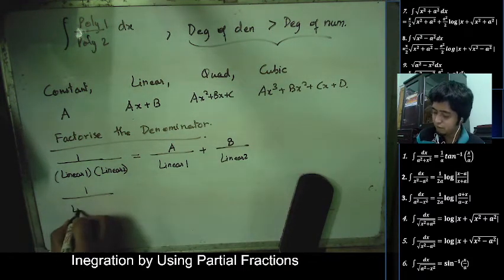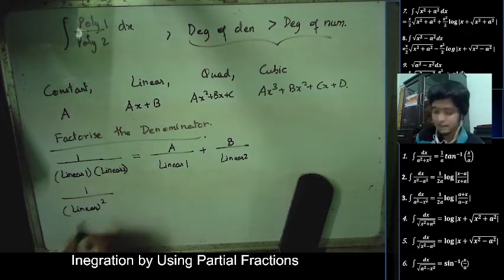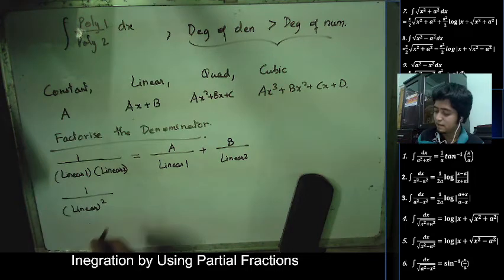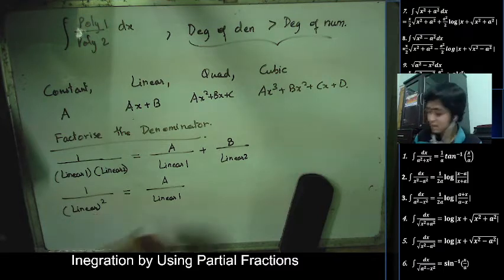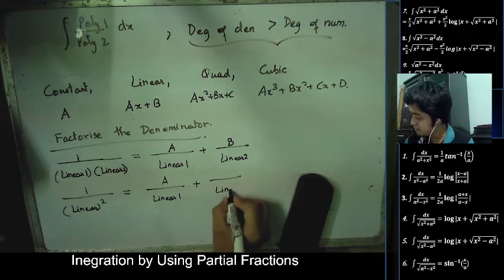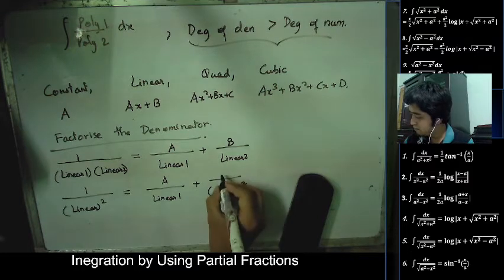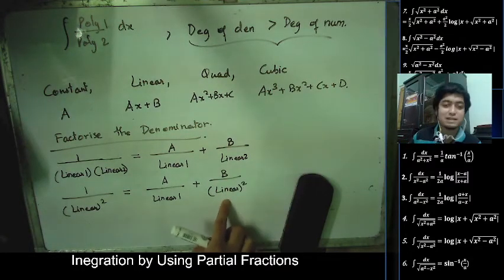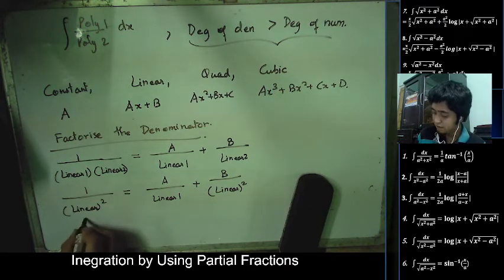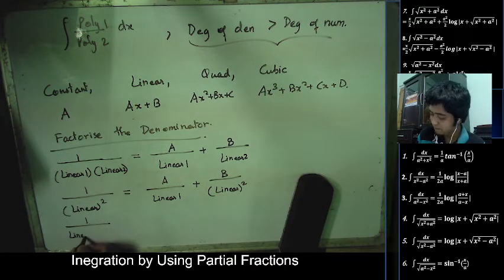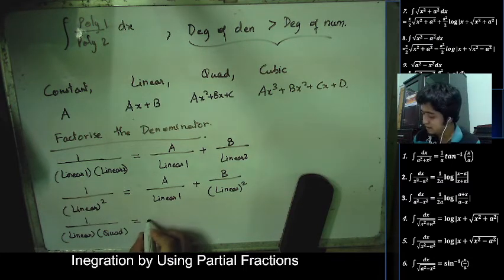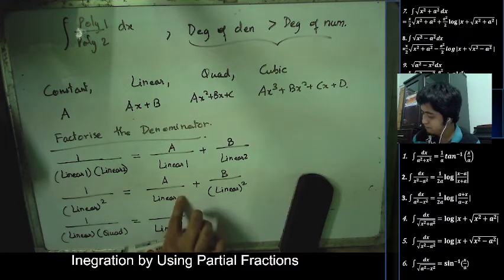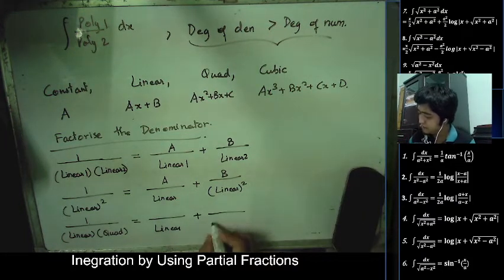What if you are having 1 by linear square? It can also happen because you are factorizing the denominator. Again we will be having 1 by linear 1, but since this one is linear square, I'll write over here linear square, and over here we'll still have B because it is still linear. Sometimes you can even have a linear and over here a quadratic. What happens then? Again we will write linear here, and over here a quadratic.